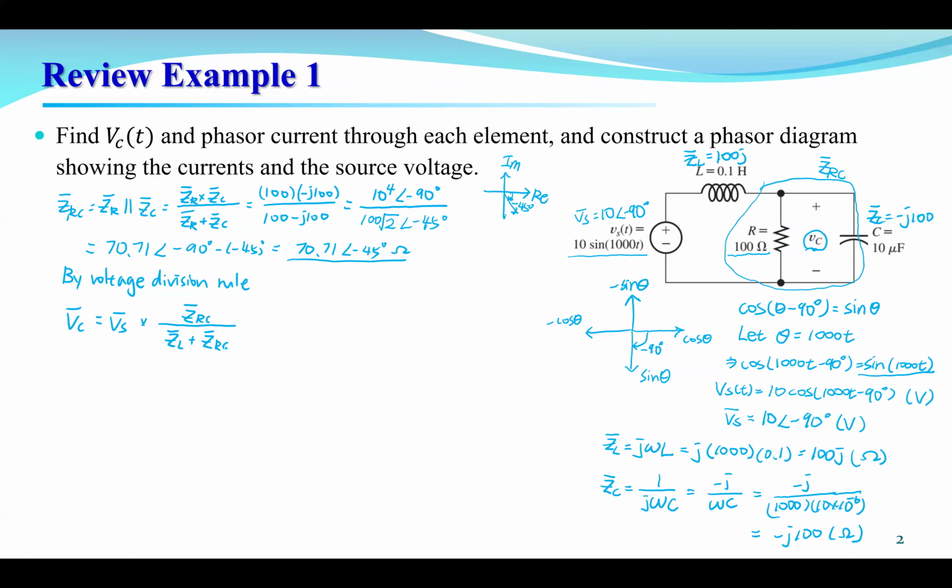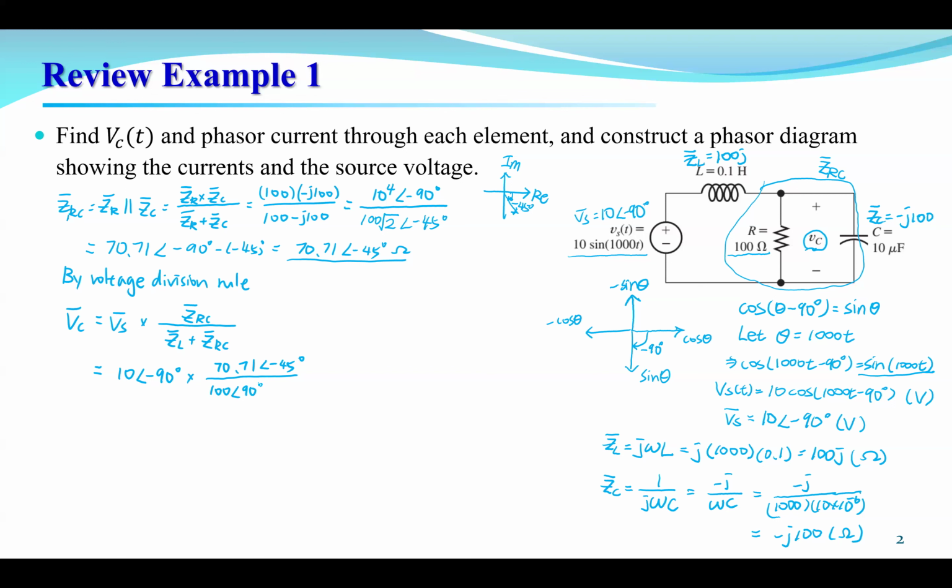So we plug in the numbers. We convert the voltage source into its phasor: 10 at an angle of minus 90 degrees, times ZRC. ZRC is 70.71 at an angle of minus 45 degrees. And in the denominator, we have ZL. ZL is 100j, which means its amplitude is 100 and its angle is positive 90 degrees.